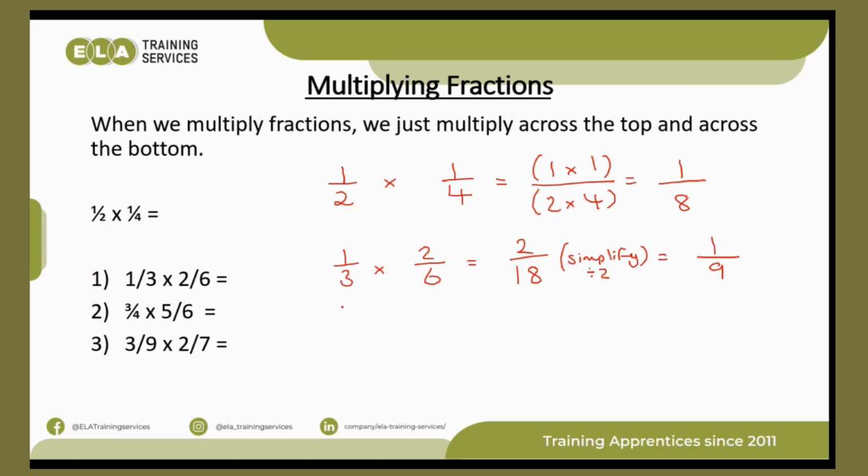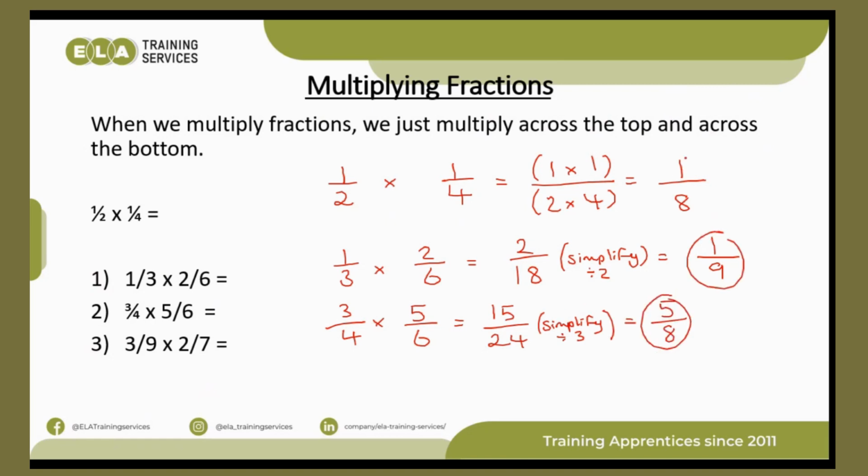Okay, let's try the others. So we've got 3/4 multiplied by 5/6. So 3 times 5 is 15. 4 times 6 is 24. We're then going to simplify by dividing by 3, which then gives us 5 over 8.